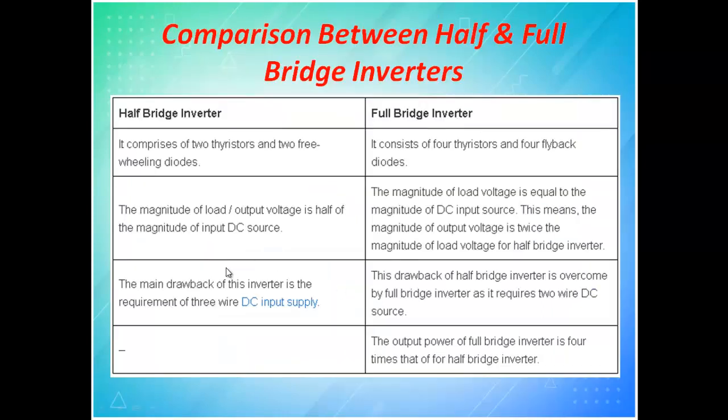The main drawback of this inverter is that it requires two DC input supplies, whereas here it is one input supply. The output power of the full bridge inverter is 4 times that of the half bridge. So what you are getting as output power in the half bridge will be 4 times here. Okay.